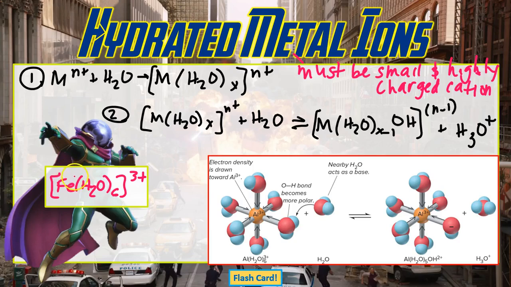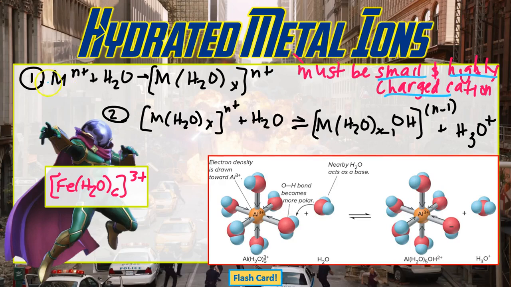And finally, the hydrated metal ion. Hydrated means that they're going to be surrounded by water. And then metal ion means that you're usually dealing with a small metal that's highly charged. And what we mean by highly charged is that we're usually thinking of something that is higher up on a group, right? So it must be really, really small. And it usually has a charge of 3+, 2+, 4+, anything that's a little bit higher than 1+, for example.